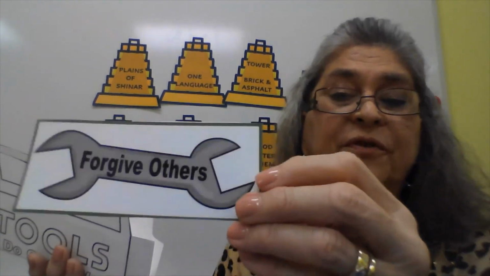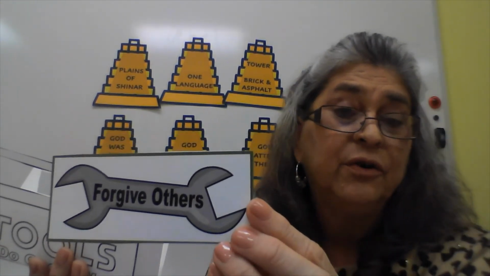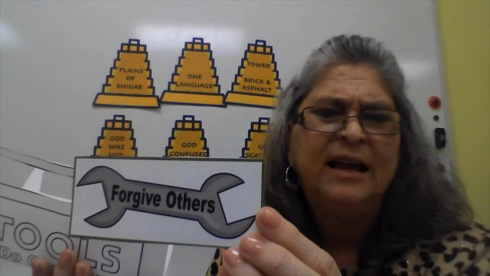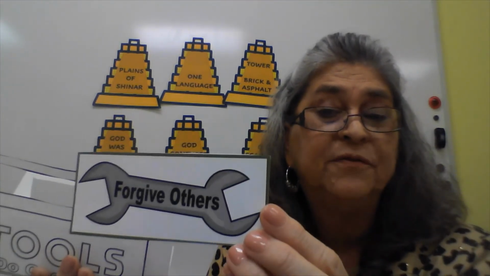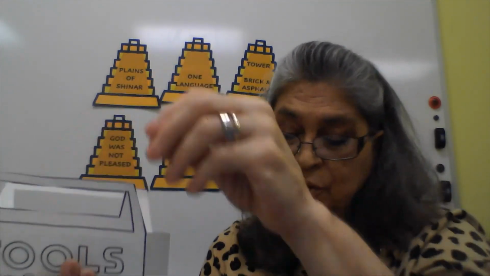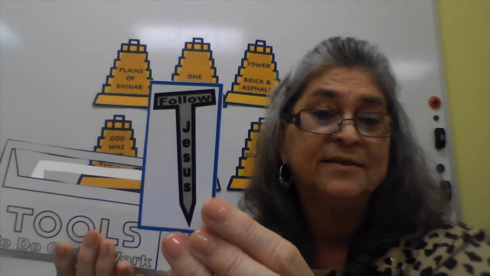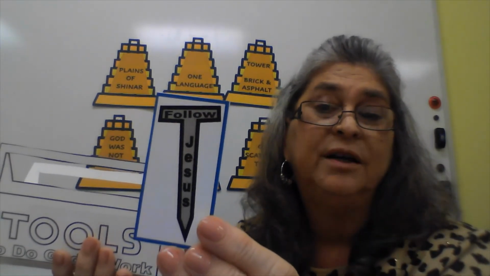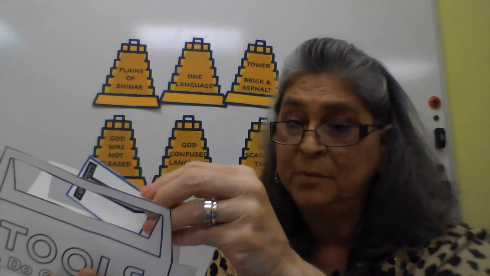Look at this one. We want to forgive others. When someone's done you wrong, when your sister or brother has hurt your feelings or done something mean to you, you don't need to hold it against them always. You want to forgive them. We always want to forgive others. Toolbox in our tool. Ooh, what about following Jesus? We'll never go wrong if we're following Jesus. He will always lead us the right way, won't he? Put it in your toolbox.